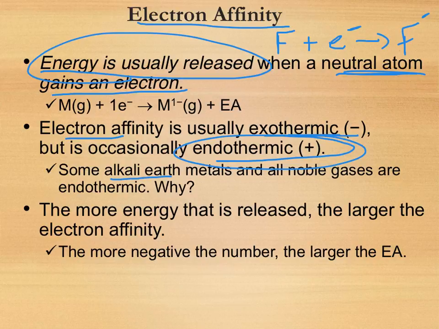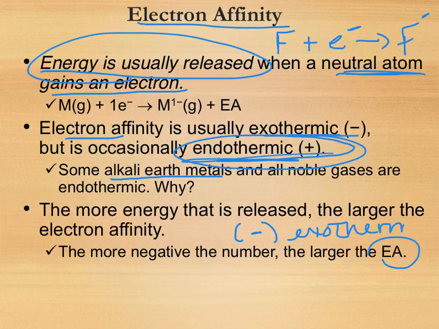For example, way over on the left side of the periodic table, group 1A, group 2A, where they only have 1 or 2 valence electrons. They're like, no, we're trying to get rid of the ones we have. We don't want another one. So they tend to have endothermic electron affinities. So electron affinities in general have a negative sign because they're exothermic. And so the larger the value with a negative sign, the larger the electron affinity.